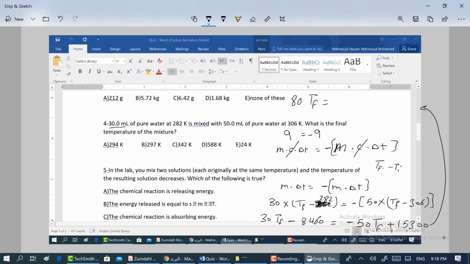The TF to the other side, so it will be 80 TF equal 23,760. So the T final equals 23,760 divided by 80, it will be 279. That is the correct answer.